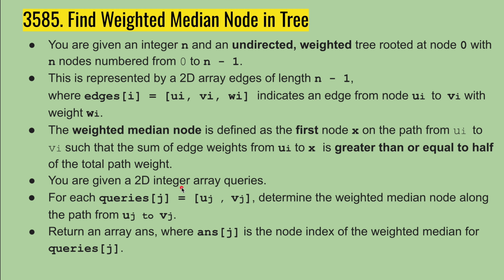You are given a 2D integer array called queries, where each query is u and v, and we have to determine the weighted median node along the path from u to v. We have to return an array answers, where answer at j is the node index of the weighted median for query j. Just think about the concept the question is describing.